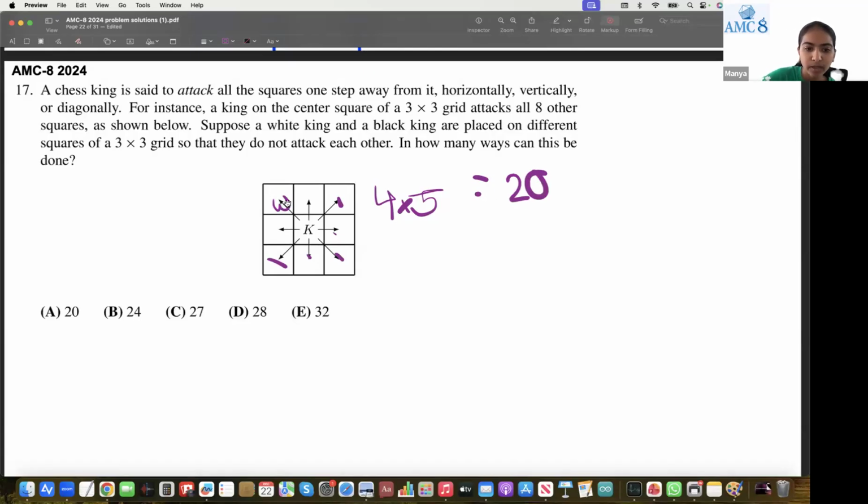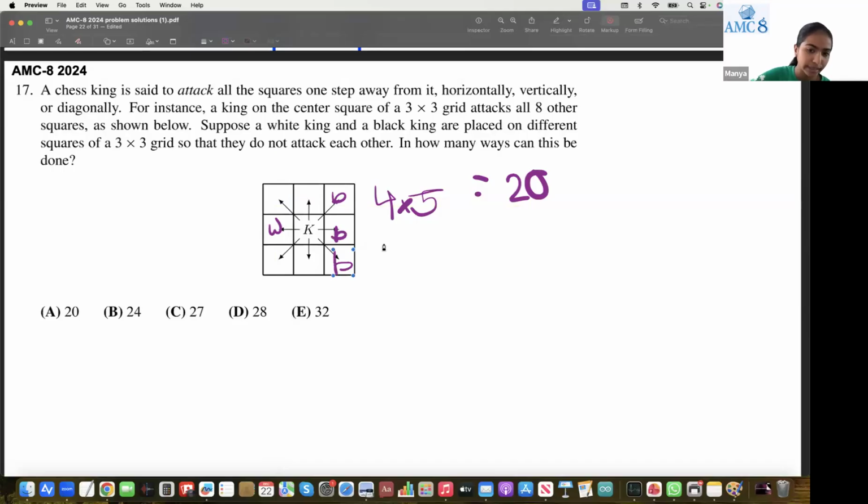Suppose that we have, how about we have maybe, we can place the white king here, and that means that the black king will have 3 options. So black king, black king, black king here. How about if we place the white king here, then the black king will still have 3 options. If the white king's here, the black king will still have 3 options. And if the white king's here, then the black king will also have 3 options.